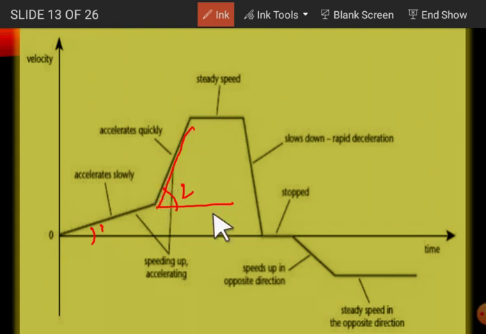If it is a straight line parallel to the time axis, then the velocity or speed of the object remains the same. Remaining the same means the nature of the motion is steady. Or you can say the motion of the object is very smooth, or the speed is uniform. Got it?